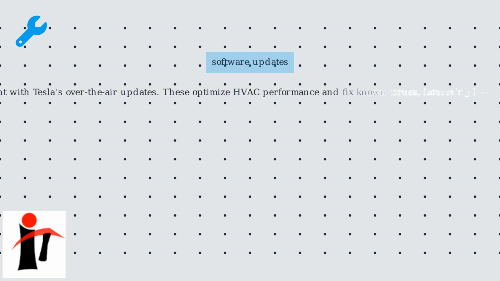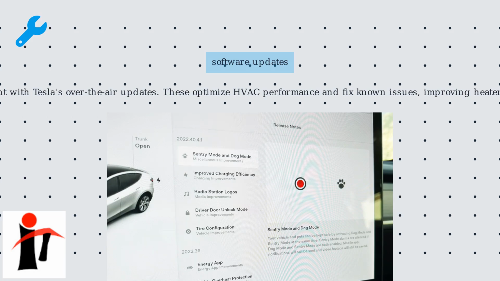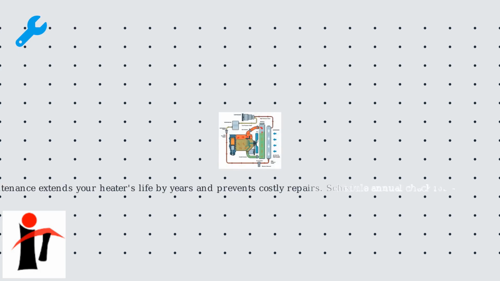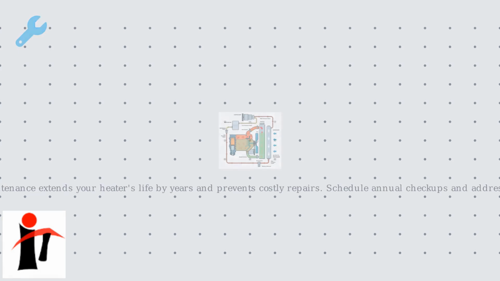Keep your Model 3 updated with the latest software. Tesla's over-the-air updates often include improvements to the heating system, fixing bugs, and enhancing efficiency. By taking these preventive steps, you can significantly extend the life of your heating system. Proactive care prevents small issues from becoming major problems and keeps your Model 3 comfortable in any weather.